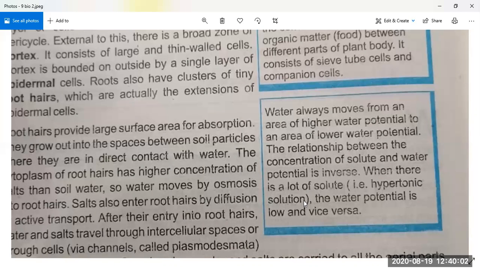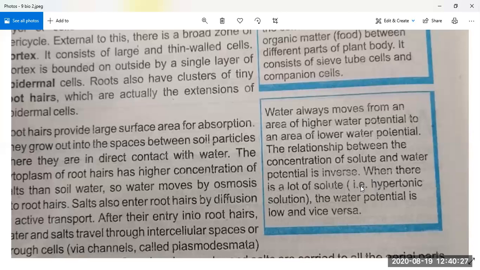First is called hypotonic, second is called hypertonic, and third one is called isotonic. When we talk about the hypertonic solution, it is one in which the ratio of solute is more as compared to water, and hypotonic is one in which the ratio of water is more as compared to solute. And isotonic solution is that solution in which solute and solvent both are in equal ratio.